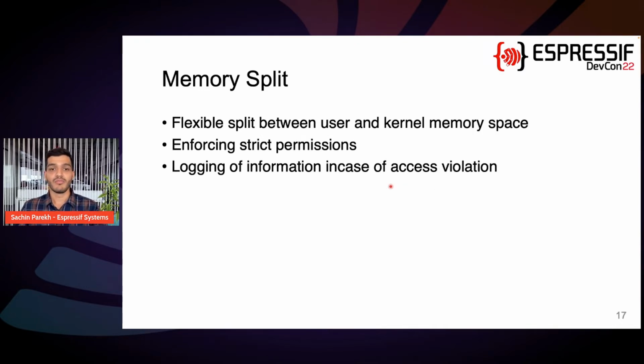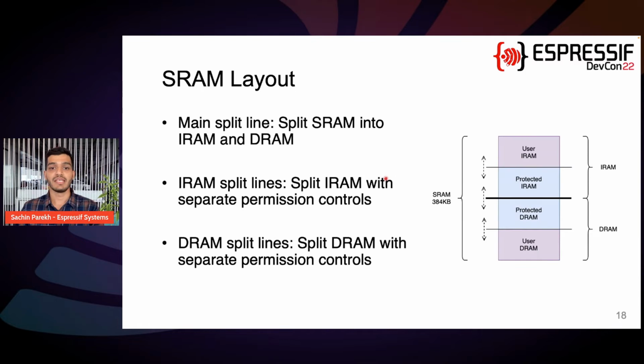Now let's talk more about the permission control peripheral and its function. The permission control is responsible for splitting the memory between user and the protected or kernel memory. It is responsible for enforcing strict permissions. So if there is any violation, it needs to be caught in real time. And in case there is a violation, it also needs to log certain information, which will help us debug the problem.